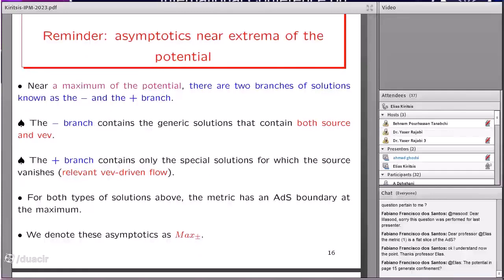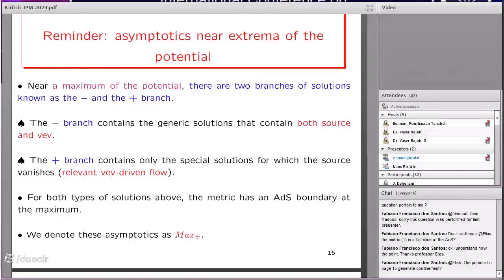It contains the generic solutions, and it contains two arbitrary integration constants. The plus branch contains only the special solutions for which the source vanishes. In fact, they correspond to relevant VEV-driven flows, and therefore it contains one less integration constant, and that's why it is tuned compared to the minus branch.